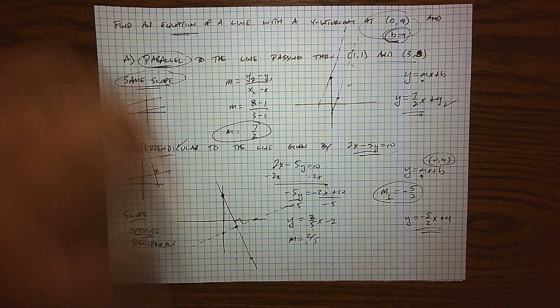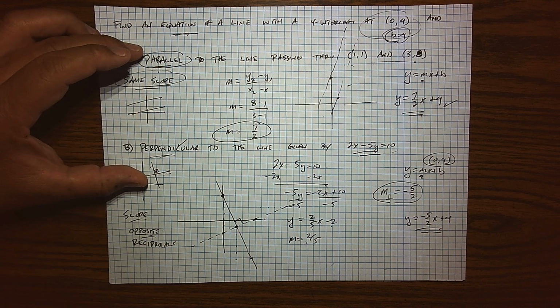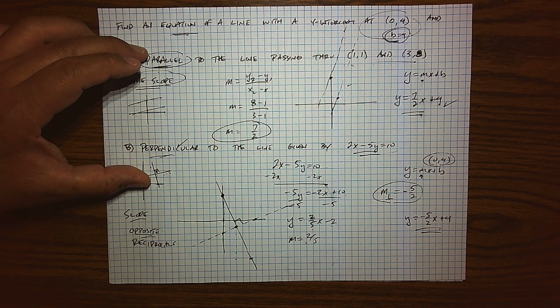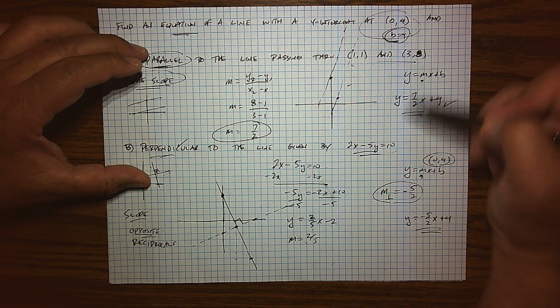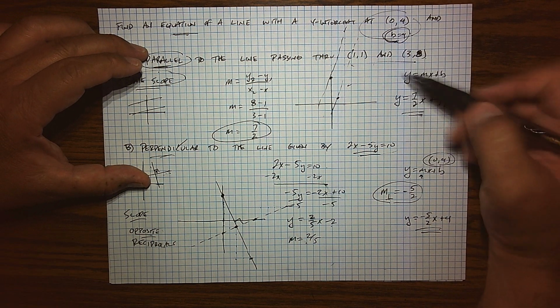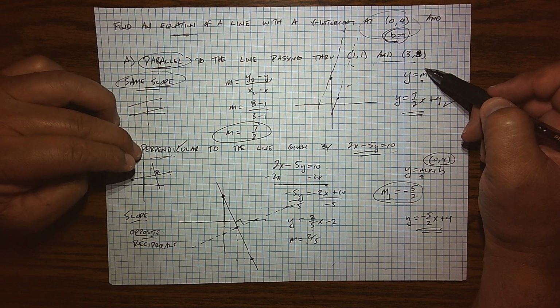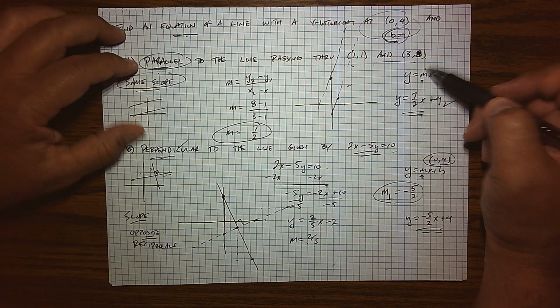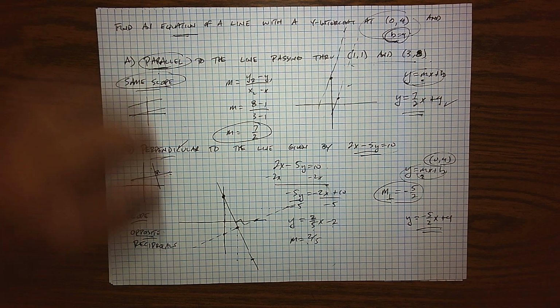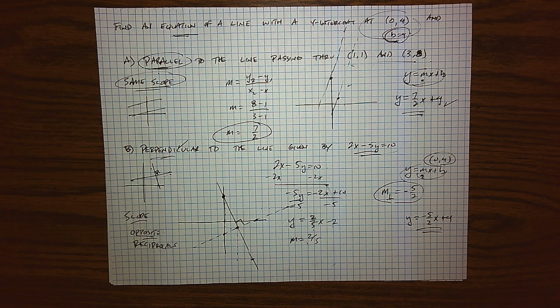So that's a new wrinkle, the concept of parallel and perpendicular. Depending on how the information is given, we have to find the slope. Parallel lines will have the same slope. Perpendicular lines will have an opposite reciprocal slope. And then it's just reusing our famous y equals mx plus b to finish the story. That pretty much wraps up Chapter 3.